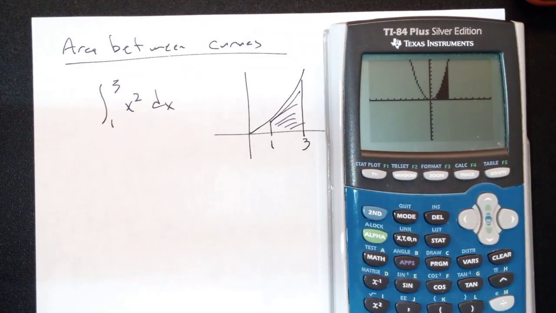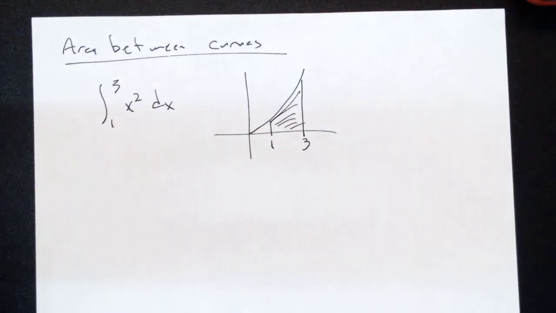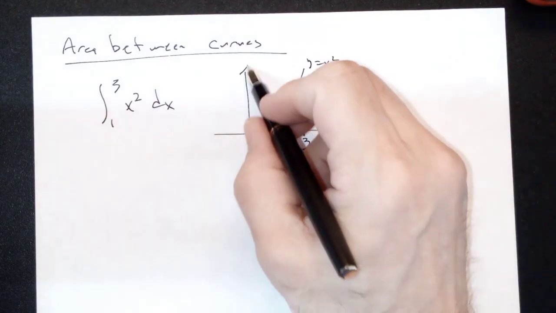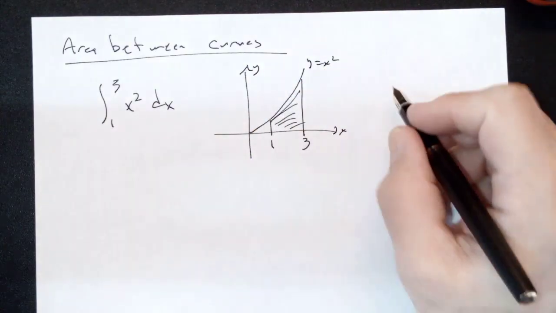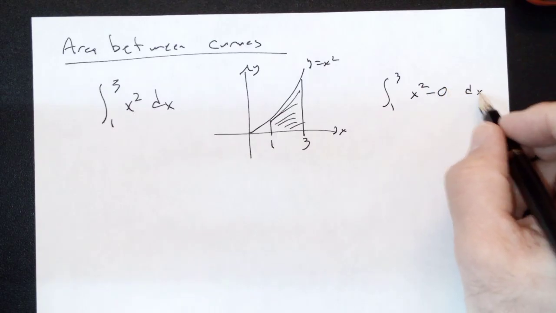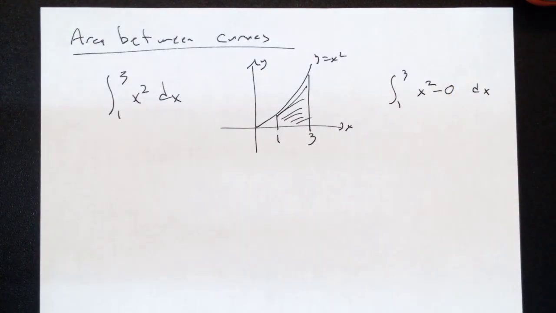So, really, I'm going to write this same integral. I'm just going to change it a little bit. The following is the exact same picture. Right? Subtracting 0 doesn't change anything, does it?